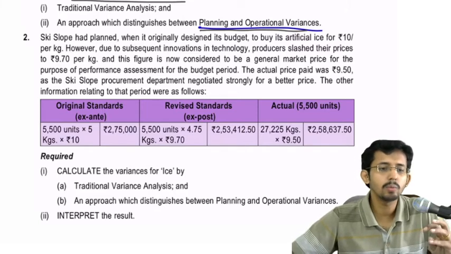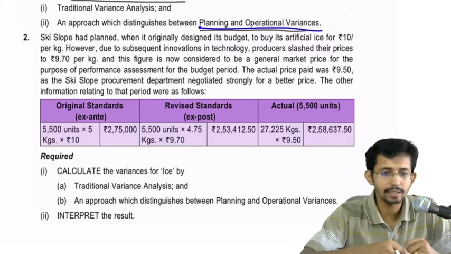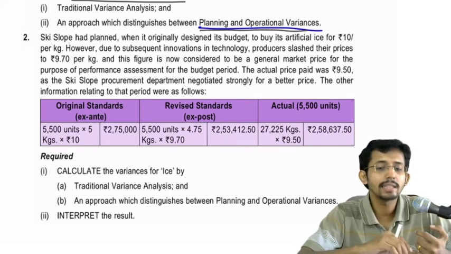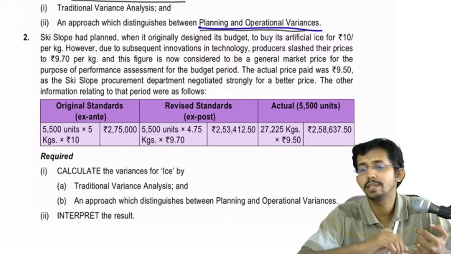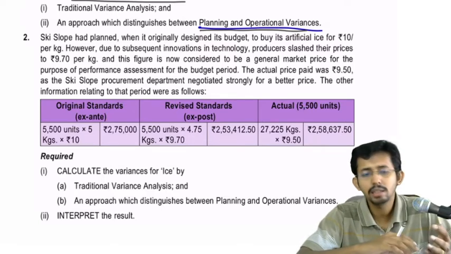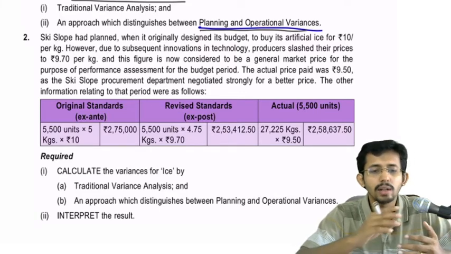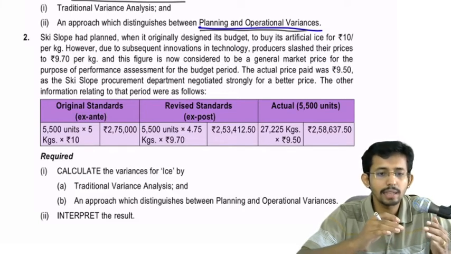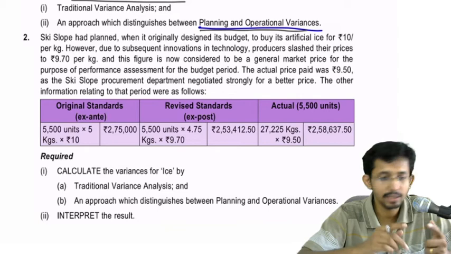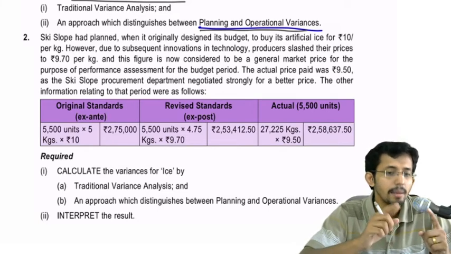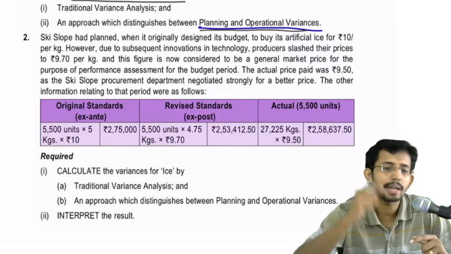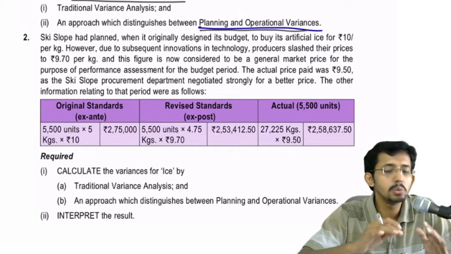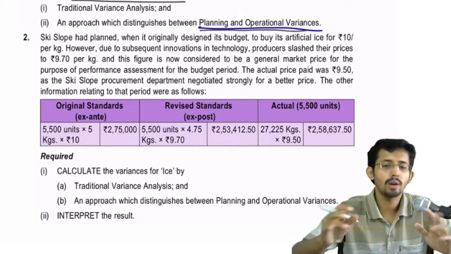Okay, so what happened was, Sky Slope is an entity, and it has prepared its original budget to buy artificial ice, and it has budgeted the cost of artificial ice at rupees 10 per kg. But subsequently, there were a lot of changes in the technology, and due to that, the price of artificial ice went down to 9.70 per kg. So there is a reduction in the material cost from 10 rupees to 9.70, and this 9.70 per kg is considered to be the new standard for the purpose of performance assessment for the budget period.